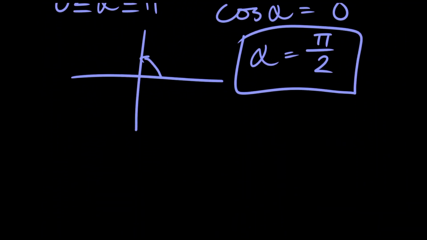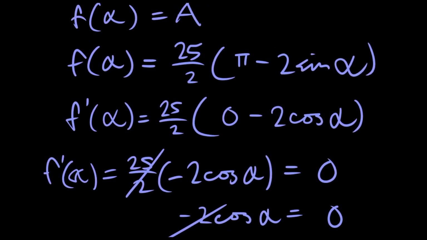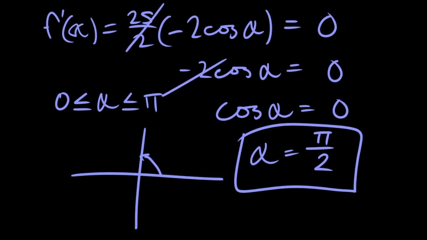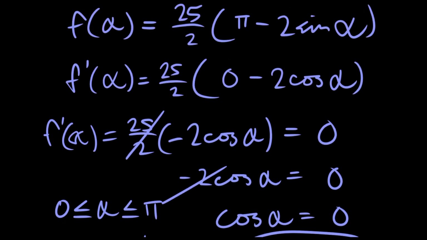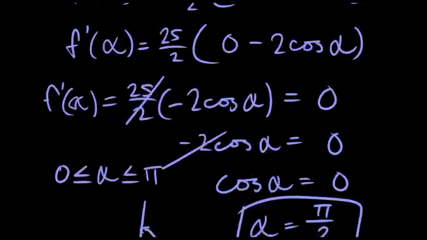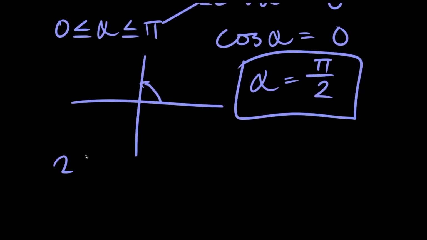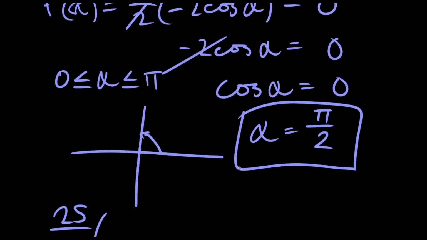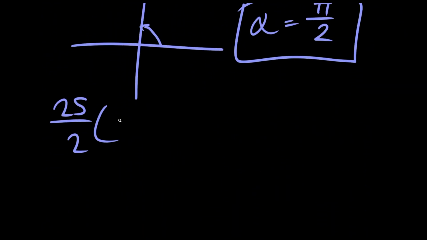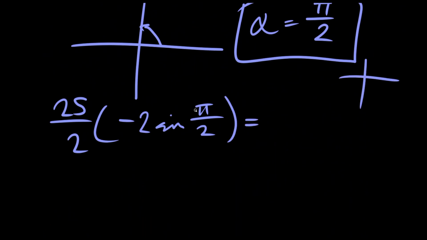So what we're going to need to do is determine whether this is a minimum or maximum by comparing it to the endpoints, by plugging in the endpoints for the value in a second. So first, let's plug this value into our area function. So we're going to get 25 over 2 times, what was it? Negative 2 sine alpha. And alpha is pi over 2.